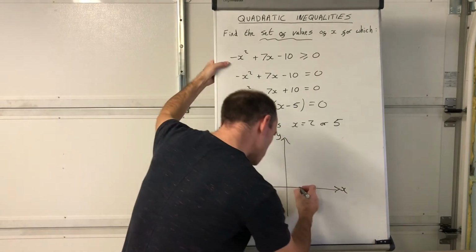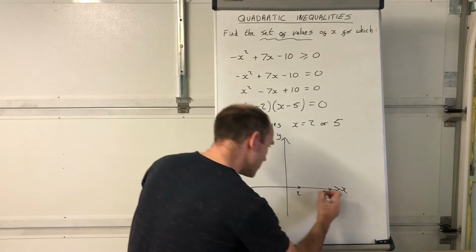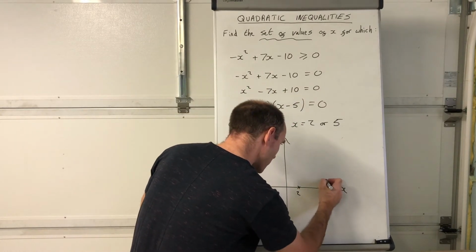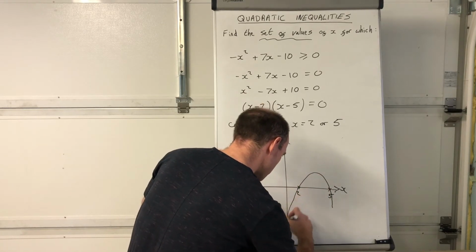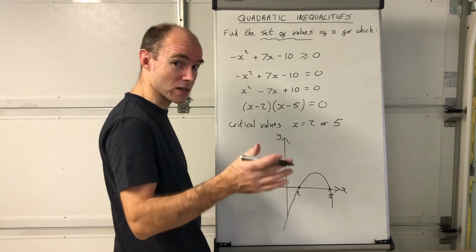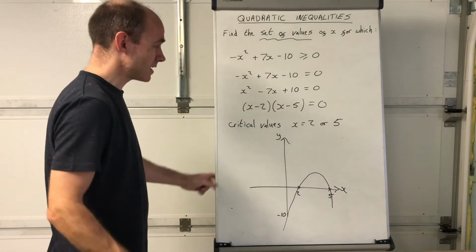With the critical values of 2 there and 5 there. So N-shaped parabola, so just draw it something like this. It doesn't have to be accurate, you don't have to make it cross the y-axis. I'm just going to do that to remind you that it does. And there's a y-intercept there of -10, of course. Yeah, that's what the graph looks like.